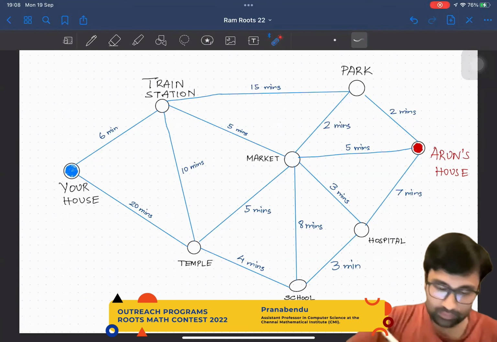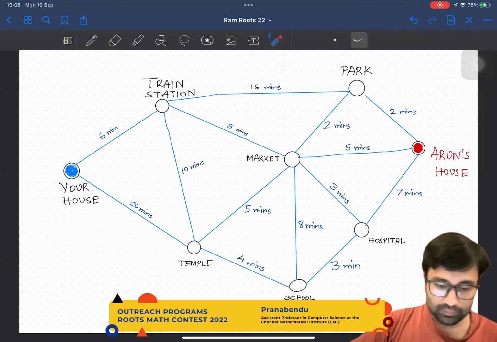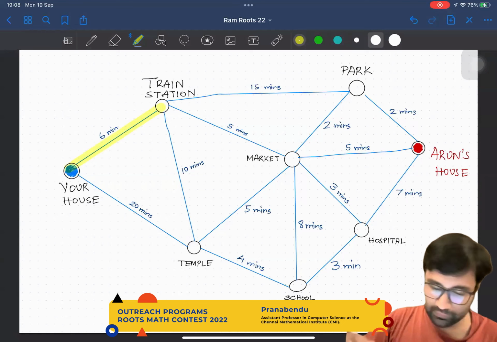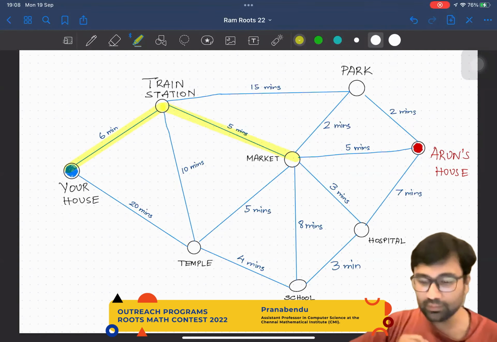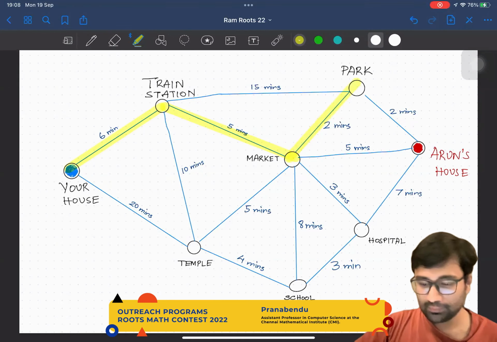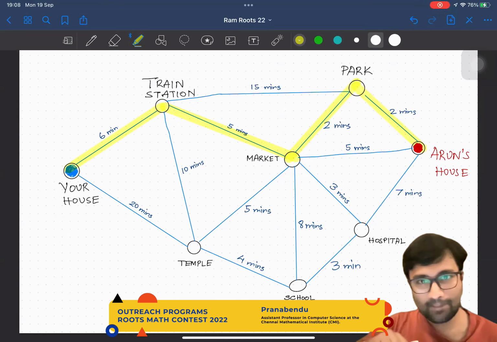You will go to the train station. Okay. Let me try to mark out what you're saying. So you go to the train station, then you go to the market, and then to the park, and then to Arun's house. So why did you choose this path? How did you choose this path?